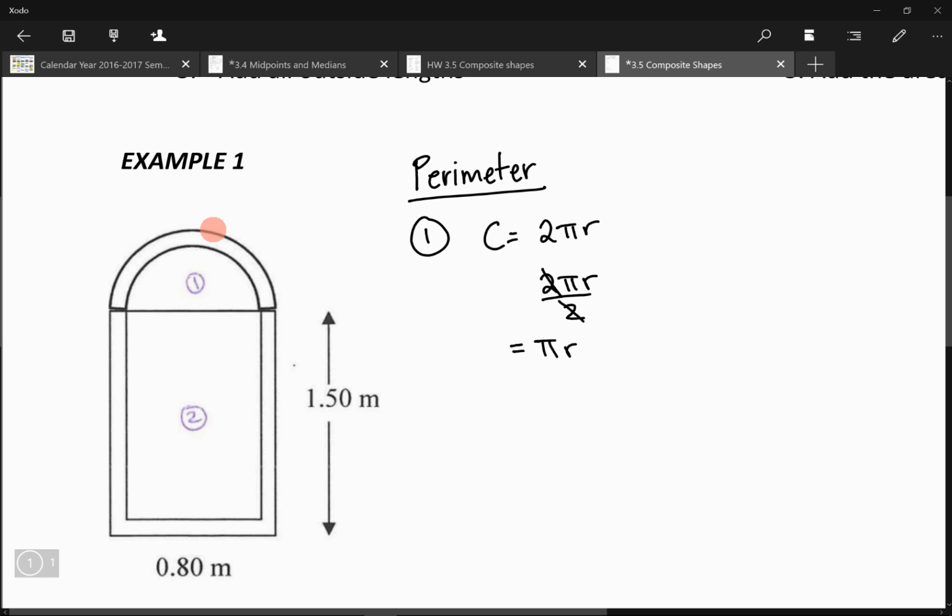Now what is r? Well, r is going to be the radius. And we're not given any radius information here, but we can infer that this whole line here is the diameter of my circle, from one end to the other end. And we know that diameter is 0.8 meters from the bottom down here. So to find my radius, the radius is just half the diameter. So the diameter divided by 2. So that will be 0.4. So pi times 0.4 is equal to 1.26 meters approximately.